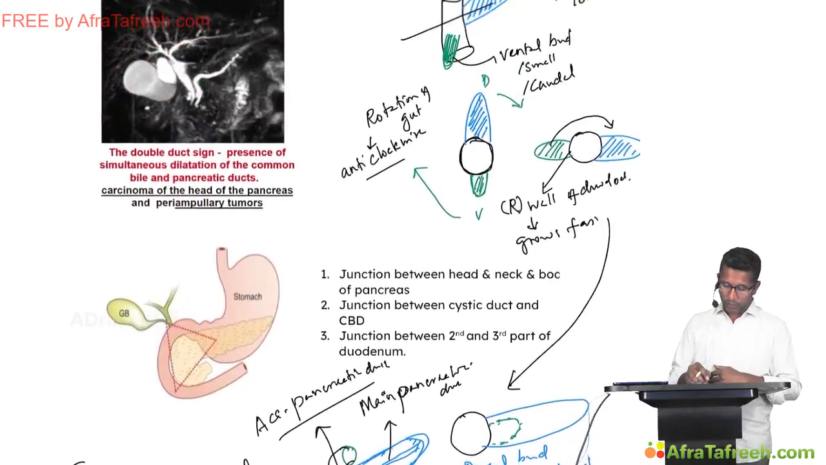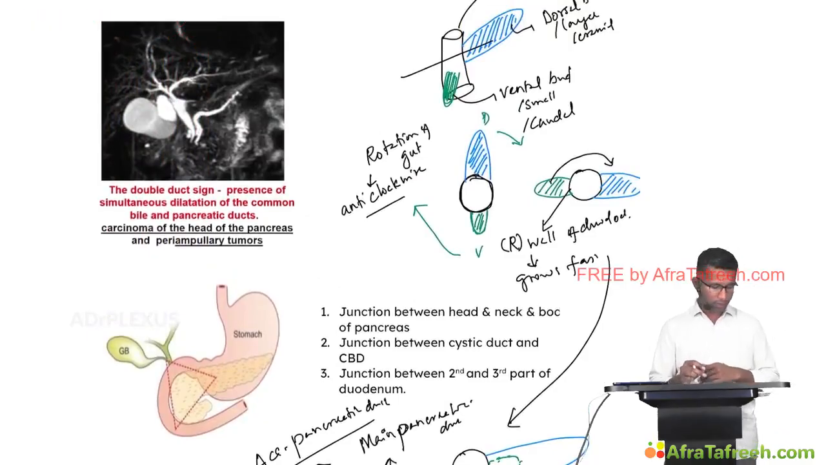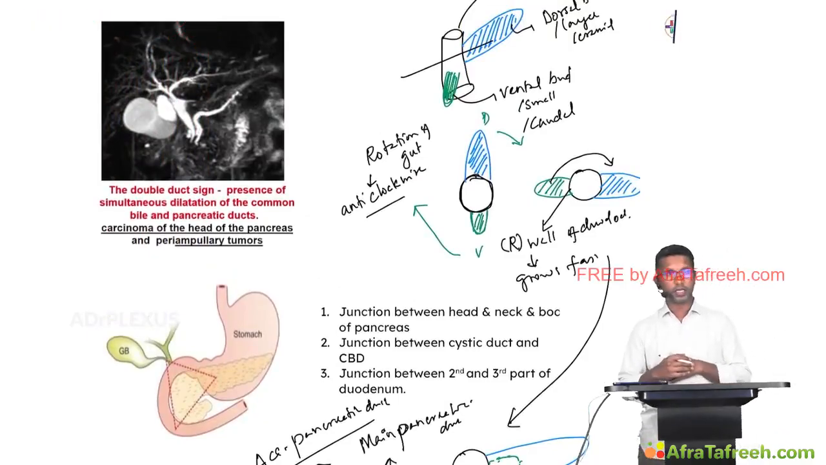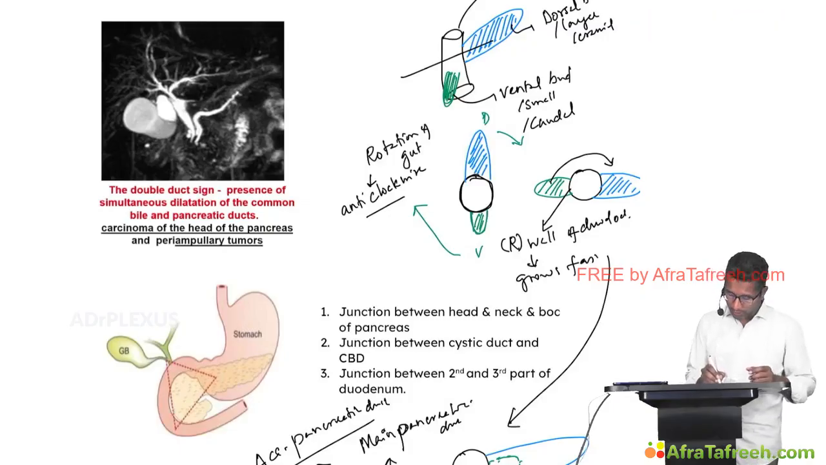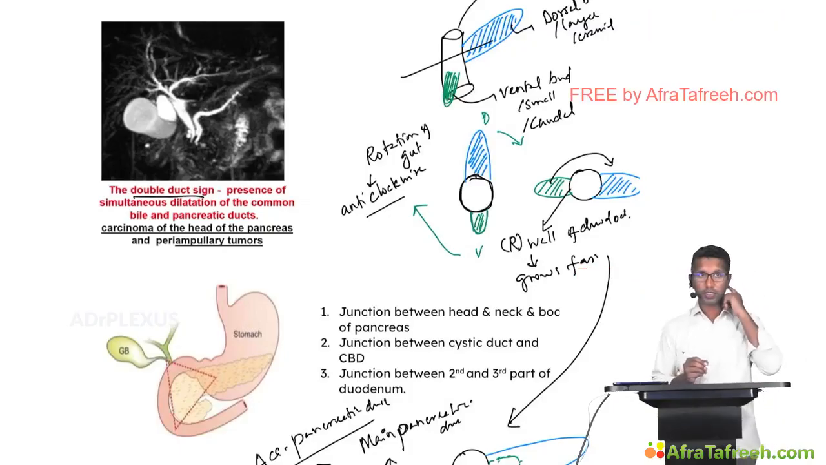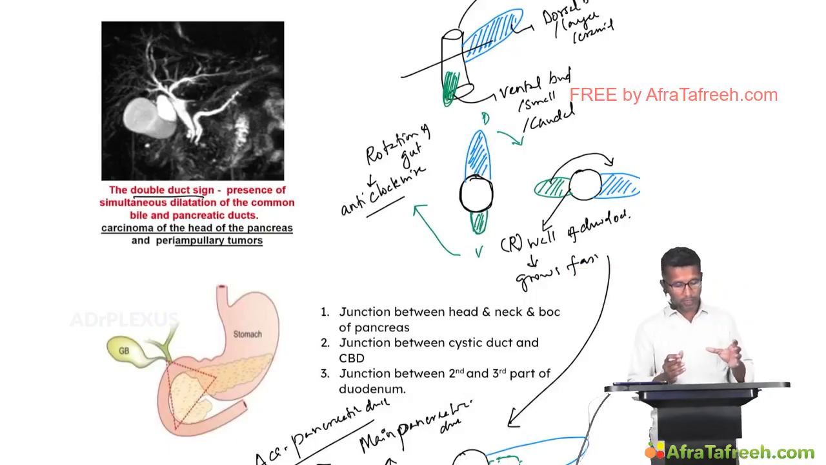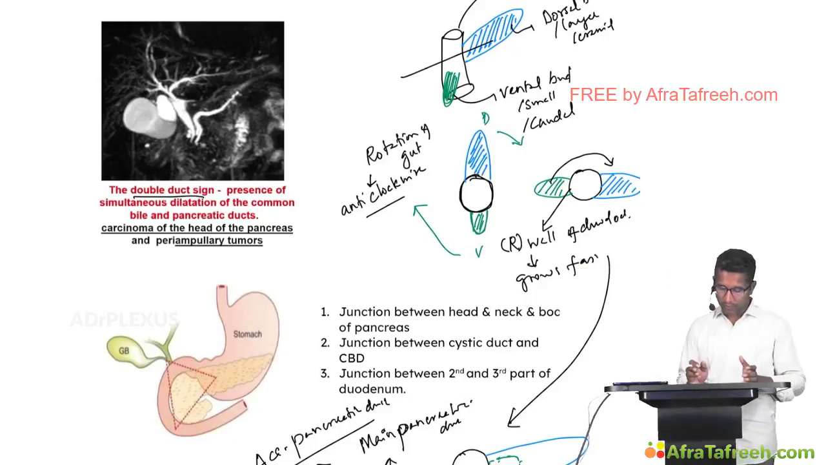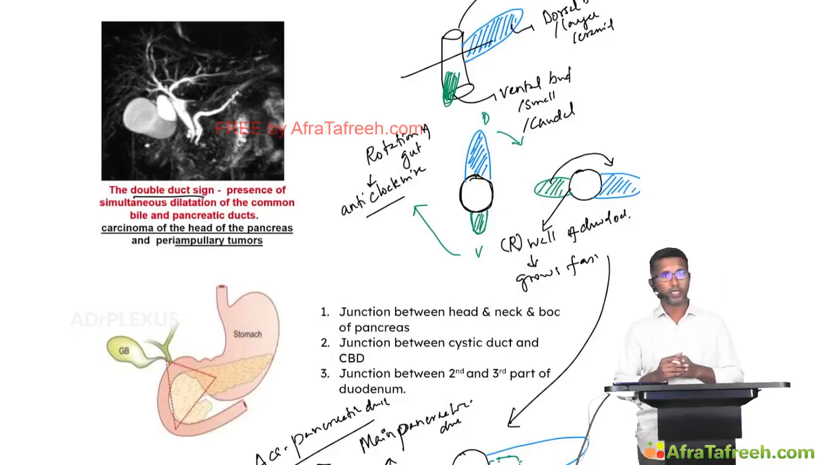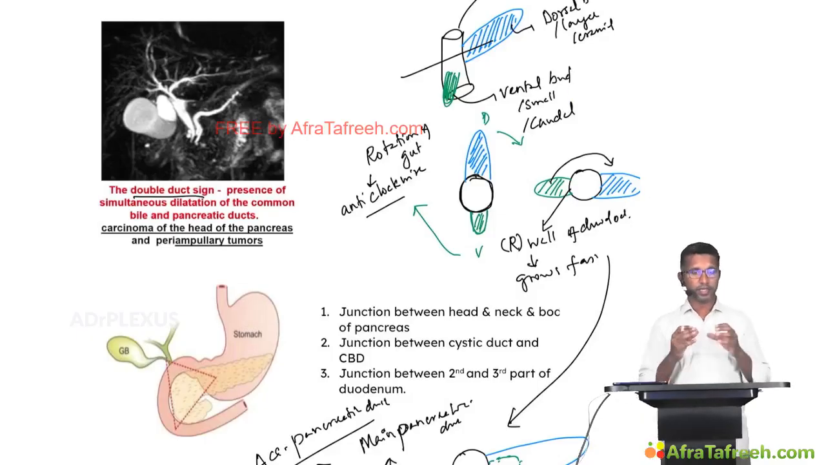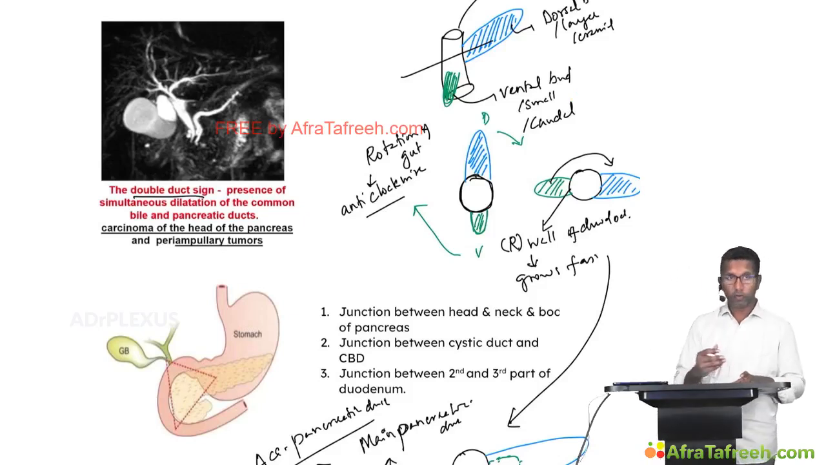When they do such radiological investigations, if you get a double duct sign, you can see a double duct sign here. There are two ducts which are dilated here. One duct that is dilated is the pancreatic duct, the other is the bile duct. Why do these ducts become prominent? When their outflow gets obstructed.